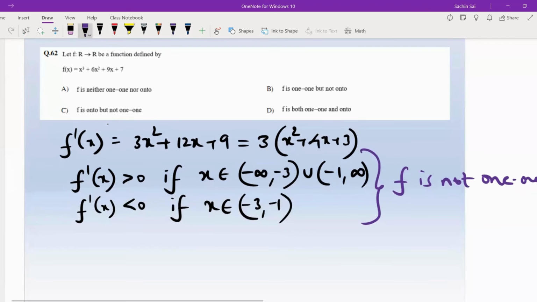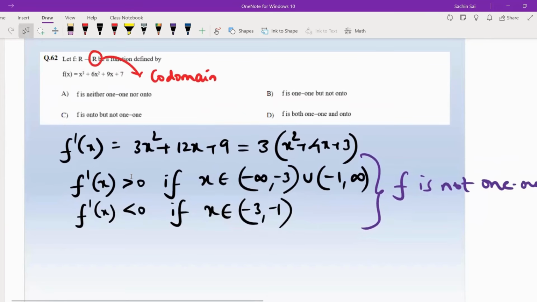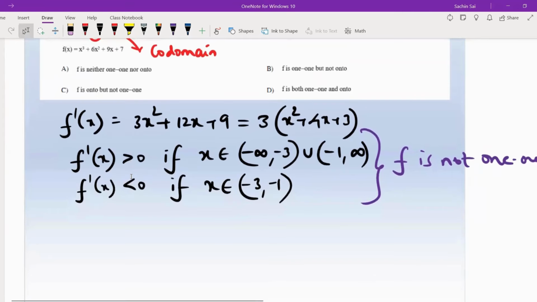For that we have to compare the codomain and the range, right? So what is the codomain in this question? For this function, the codomain is given as all real numbers. Now we have to find out the range of this function. So f of x is a cubic function, right? For a cubic polynomial, the range is always all real numbers.